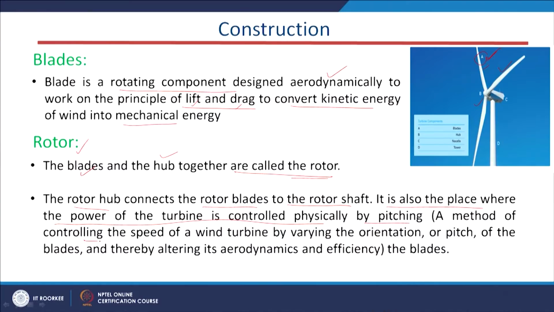So, what is this pitching? What is the meaning of it? It is a method of controlling the speed of the wind turbine by varying the orientation of the pitch of the blades. If you vary the orientation of the wind turbine blades, then what will happen? We can harness more wind kinetic energy, which will be converted to mechanical energy. That is known as pitching of the blades, and that mechanism is only possible using this rotor section of the wind system.